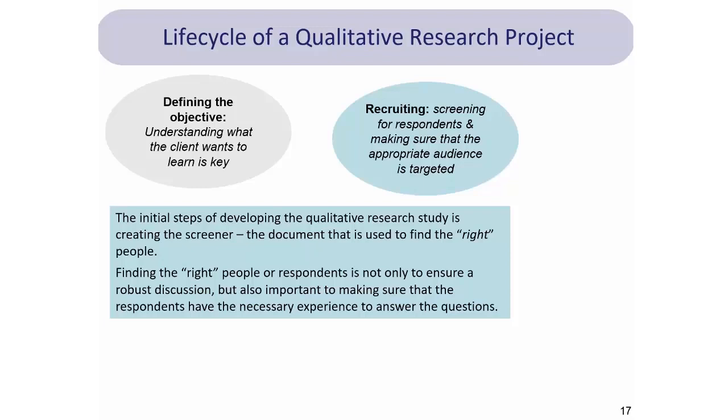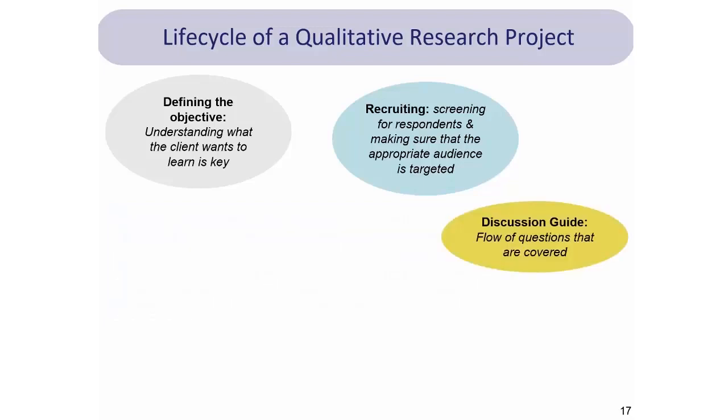So if you're talking about a small business product, you need to have small business owners in that group, not somebody who's from corporate. If you're talking to a group of people about a specific annuity product, you want to make sure that they have experience with that product so they can answer the questions that you'll be asking. And so that's where recruiting comes into play. Writing a screener allows us to recruit the right people for the research.